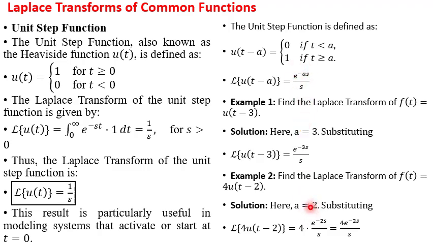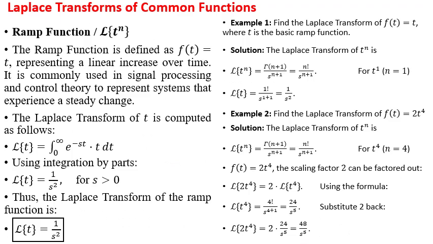In this case, A equals 2, so the exponential raised to power minus 2s all over s. And when we multiply that out, that gives us 4 exponential raised to power minus 2s all over s. And that is the solution to this problem. All right, next we look at the ramp function, and let's do that together with the Laplace transform of the power of t, that is t raised to power n.